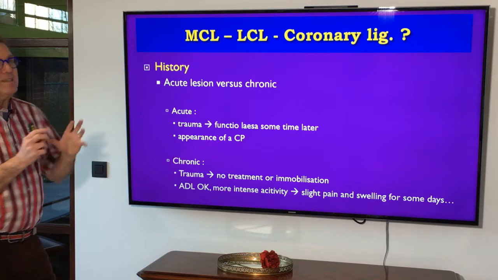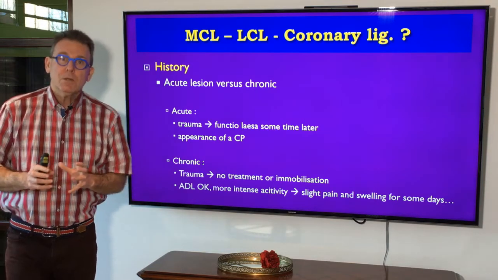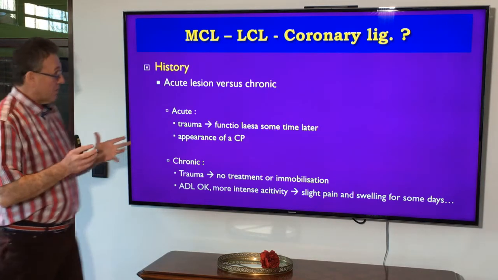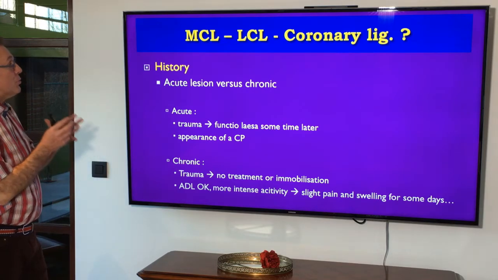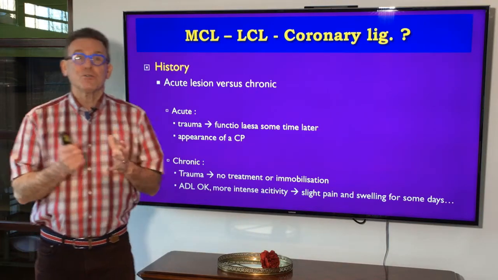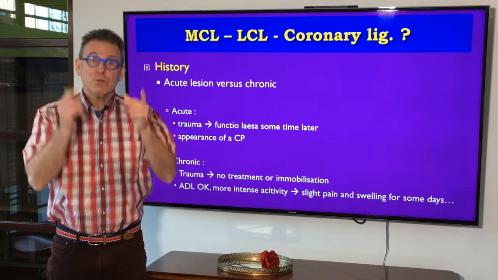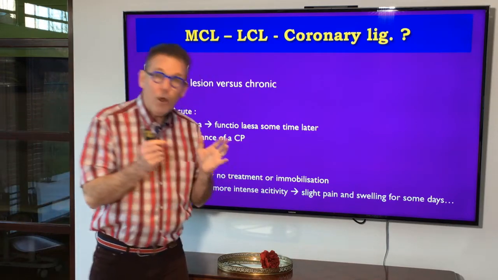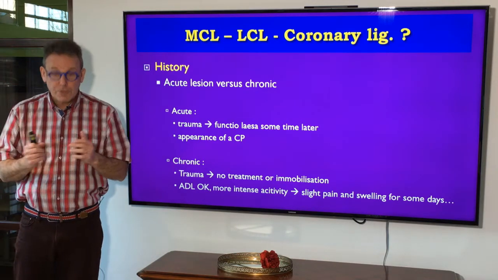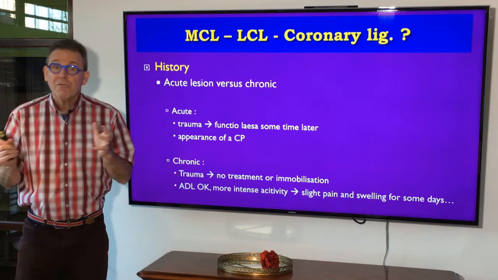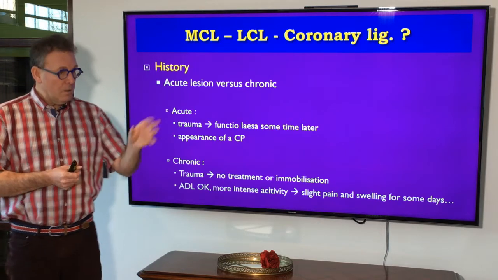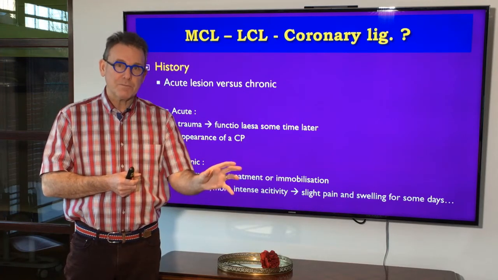Well, there is a clear difference in story between an acute ligamentous lesion and a chronic ligamentous lesion. That's logical, yeah? In an acute stage, what do you hear? The patient had a trauma, of course. When you talk about MCL, it's going to be more a valgus trauma. When you talk about medial coronary, it is more going to be a flexion lateral rotation trauma. Okay, but there is a trauma, painful.